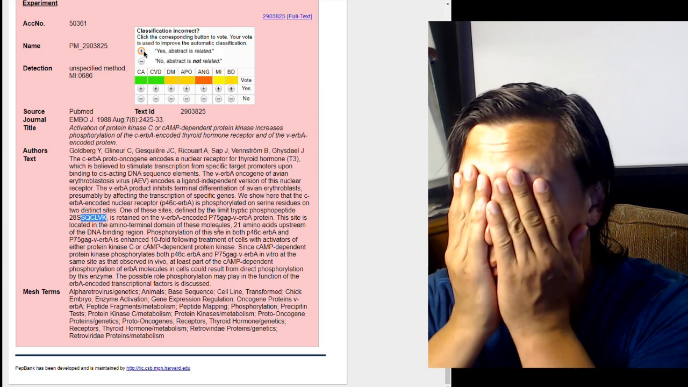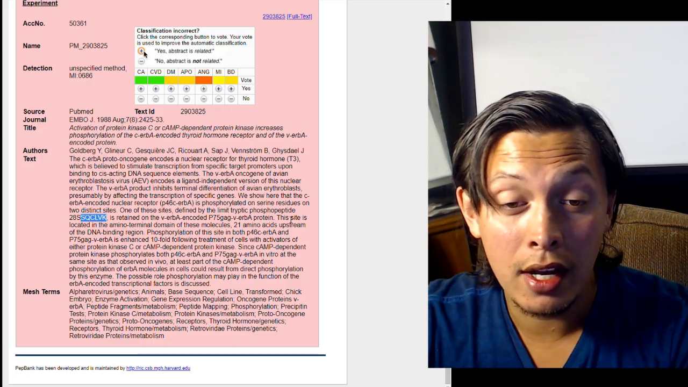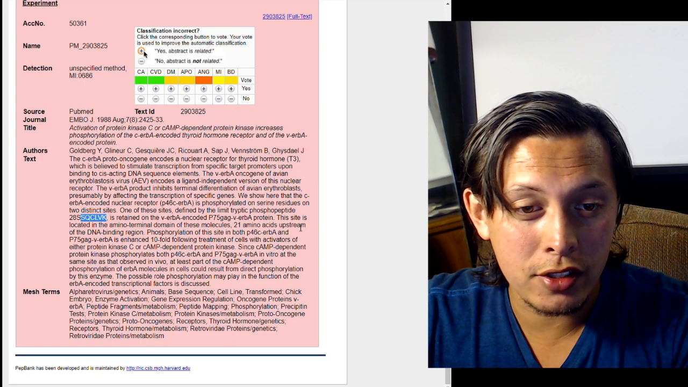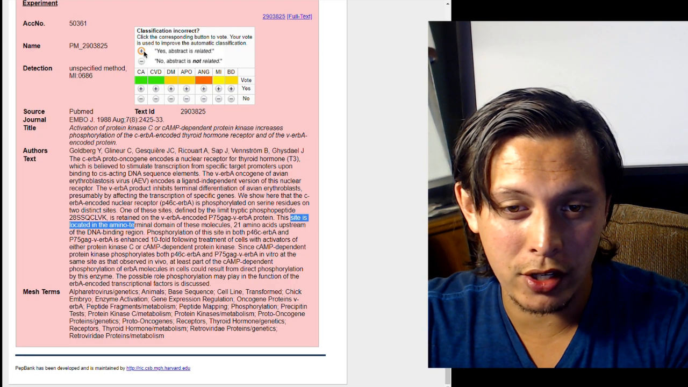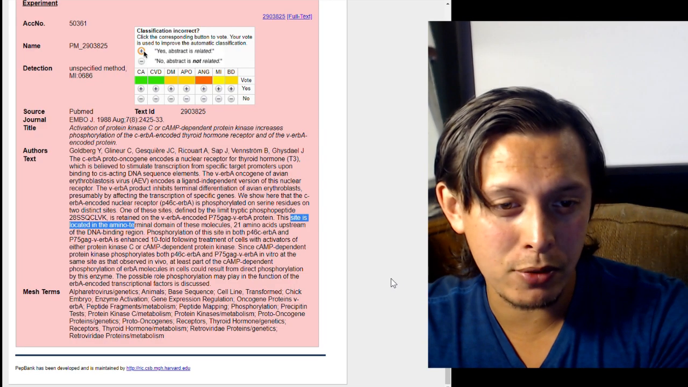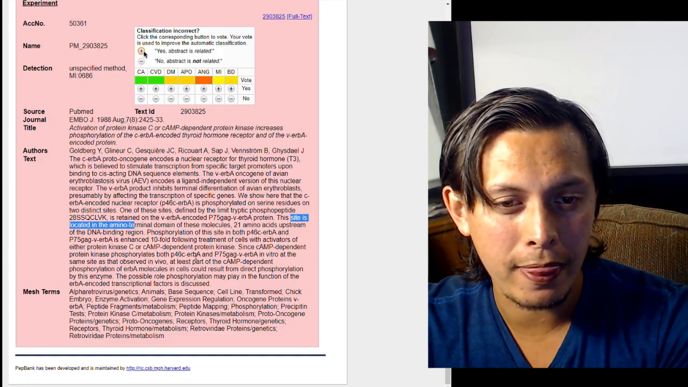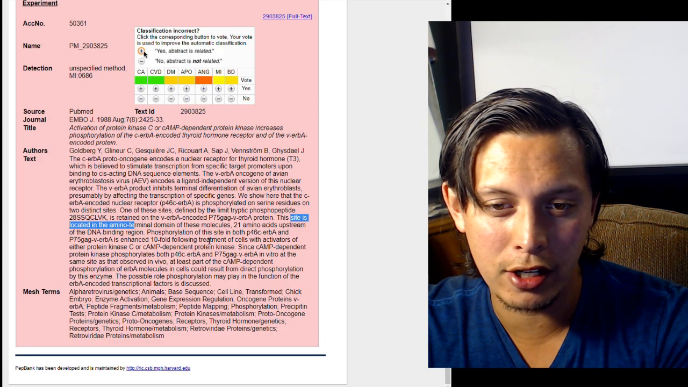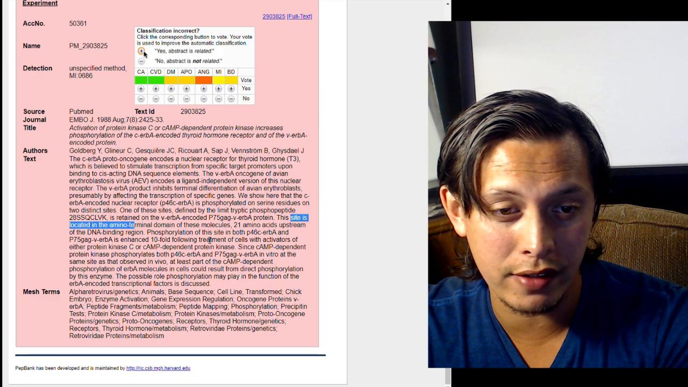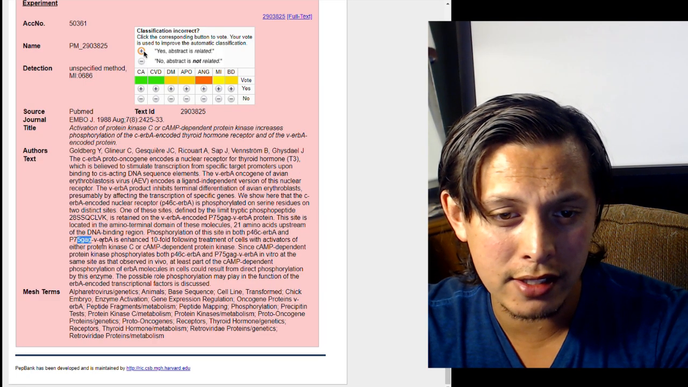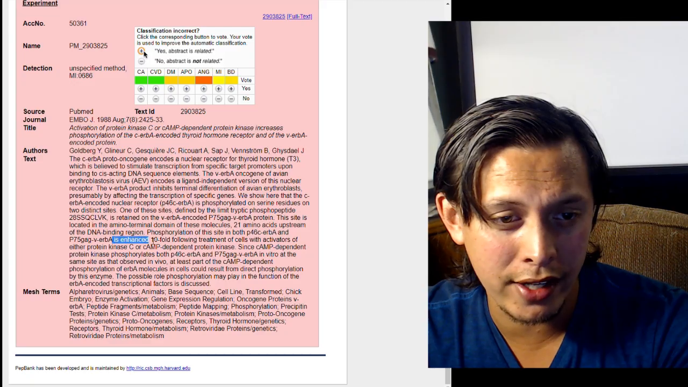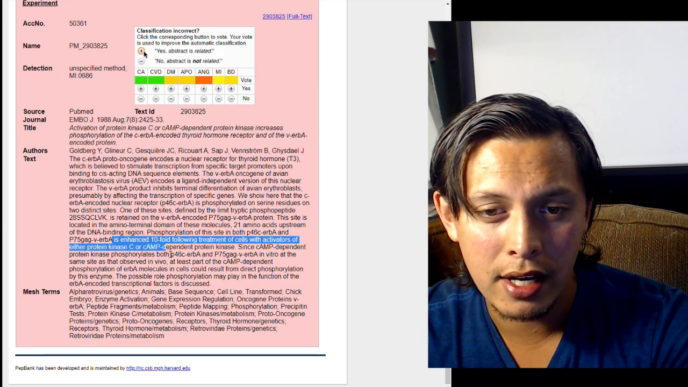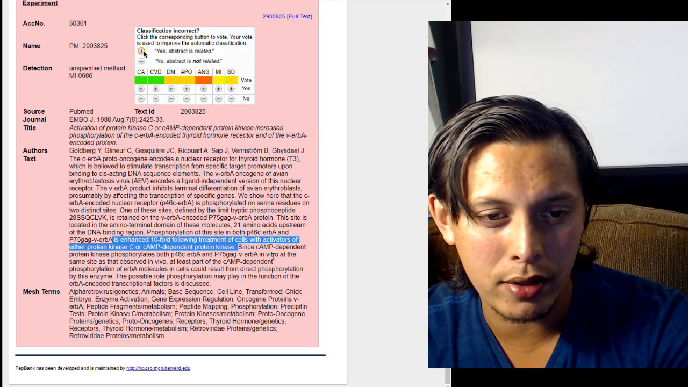Oh my god. Biochemist. This site is located in the amino terminal domain of these molecules, 21 amino acids upstream of the DNA binding region. Phosphorylation of the site in both p46 c-erbA and p75 gag-v-erbA is enhanced tenfold following the treatment of cells with activators of either protein kinase C or cAMP-dependent protein kinases. Since cAMP-dependent protein kinase, okay.